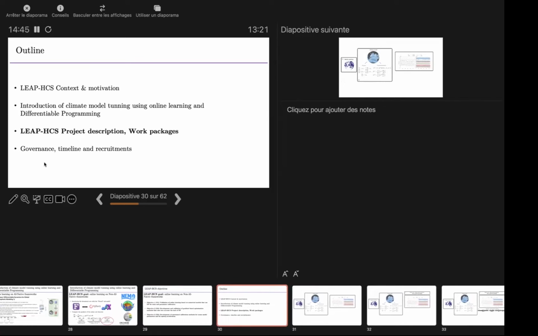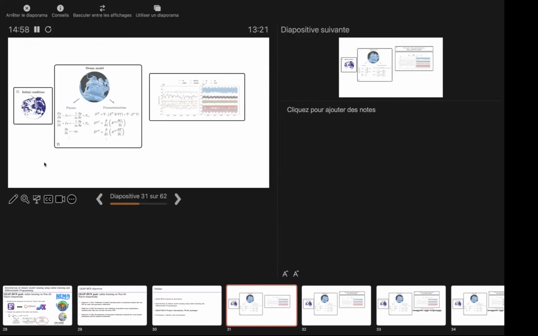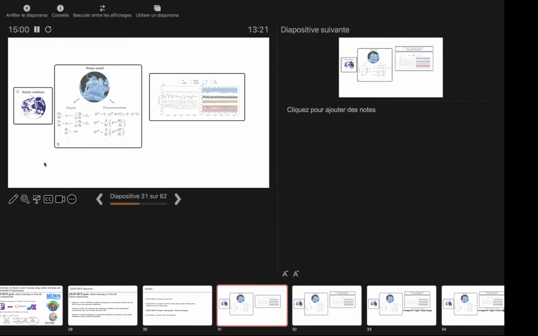Now, I will go into a more detailed description of the project. This includes a detailed description of each work package, what they intend to do, and also some perspectives on the recruitments. So we'll start with an overview of each work package and how they feed into each other using this figure, and then we'll go into the details of each work package.